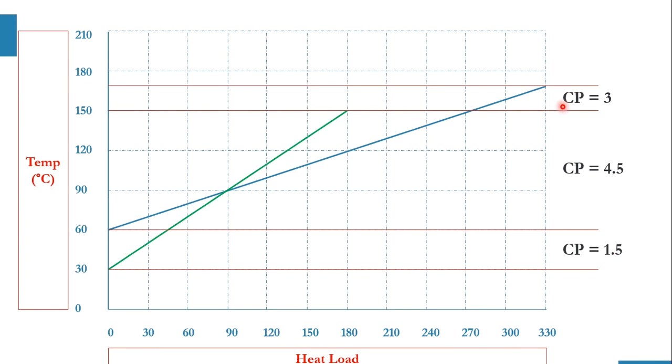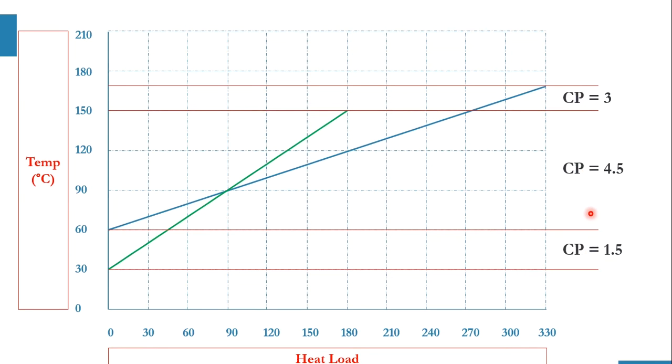So what you need to do? You need to multiply 3 by 20. So it means here delta H is 60. 170 minus 150, 20 multiplied by 3, 60. Then 150 minus 60, 90. 90 multiplied by 4.5, 405. So 405 here, 60 here. It means it will be 465. 60 minus 30, 30 multiplied by 1.5, 45. So 465 plus 45, 510. So as you can see, the total heat load calculated here is accomplished.